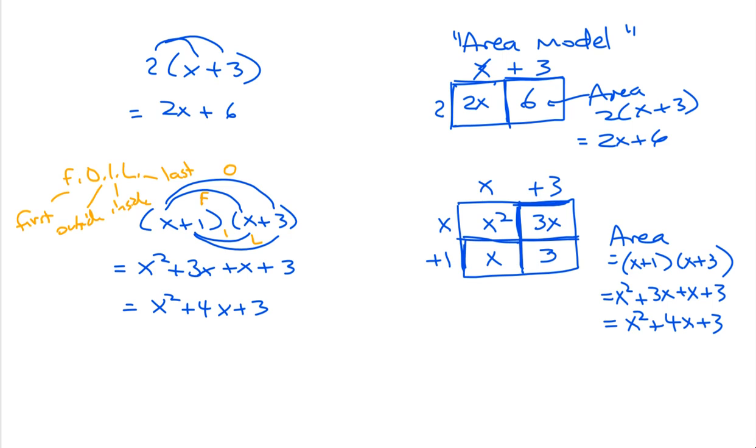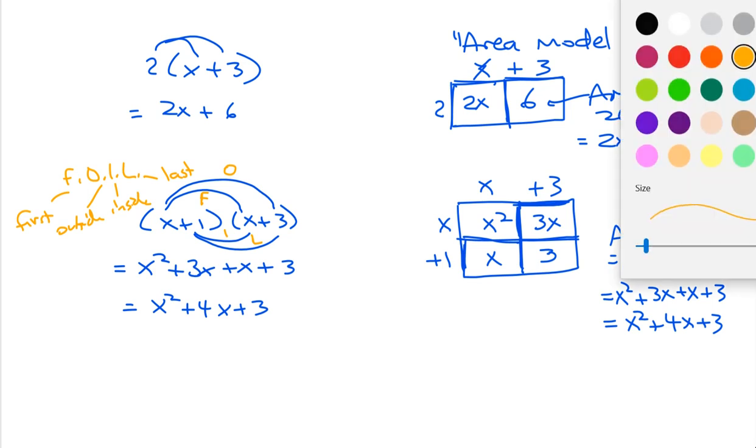All right, now I may not use the word FOIL in my lessons. I may just say distribute, or I may just say expand and simplify. But if you hear the word FOIL, that's what it means. It means multiplying them in this order, making sure that you have 4 multiplications. Okay, let's do another example.